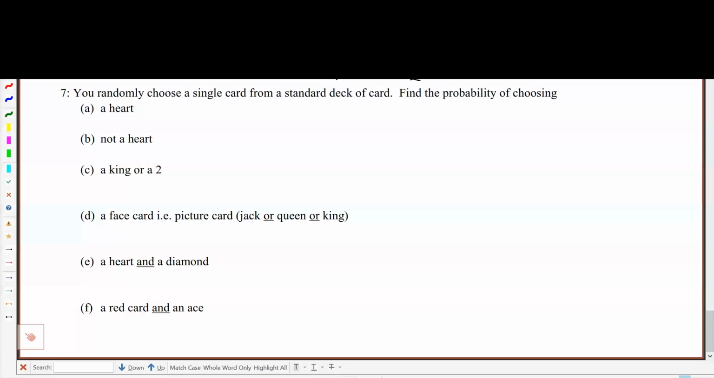We're going to explore using playing cards, which will actually pop up in multiple examples, so you need to be familiar with what a deck of cards looks like. All right, so let's take a look at these examples.